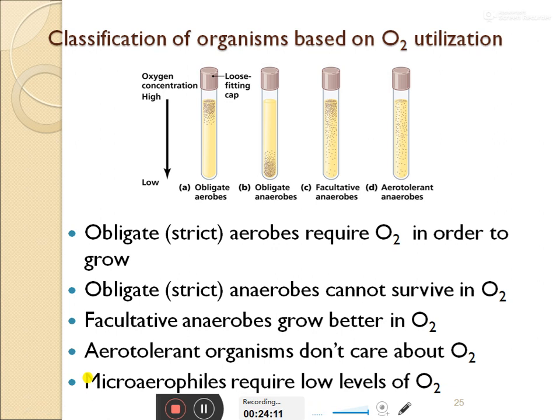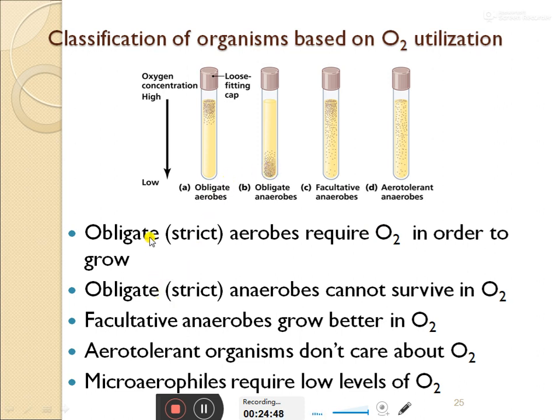Then another requirement for the growth of bacteria is oxygen, and most bacteria are classified based on their requirement of oxygen for growth. So, we can see here the classification of bacteria. The obligate aerobes, or strict aerobes, are the aerobic bacteria which compulsorily require oxygen for their growth. In absence of oxygen, they cannot grow or survive.